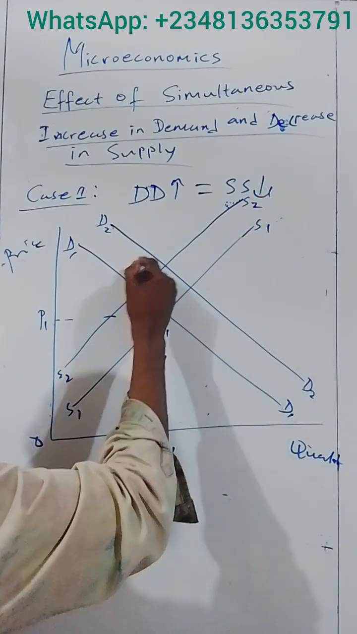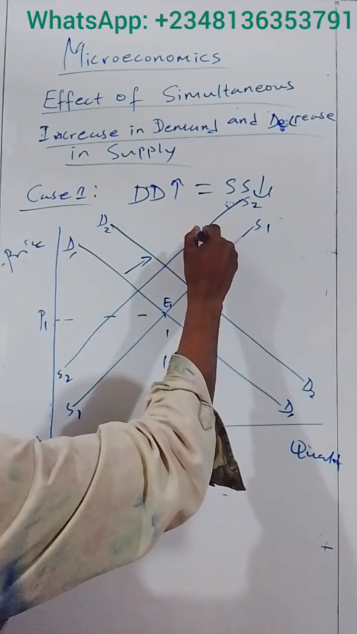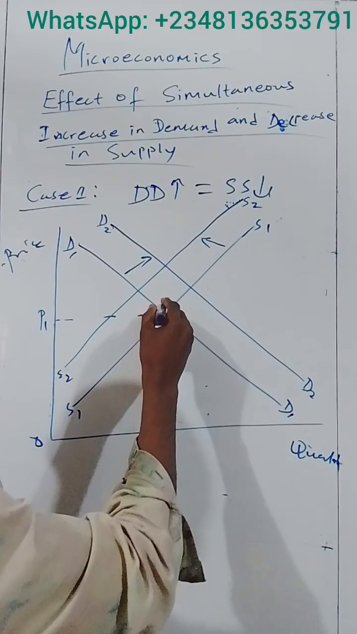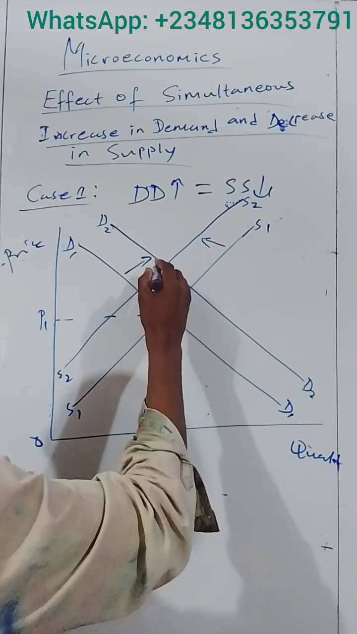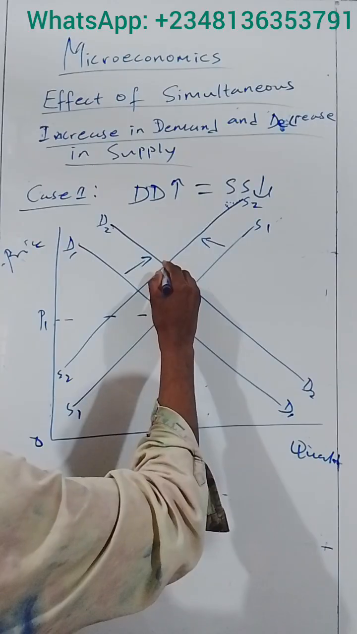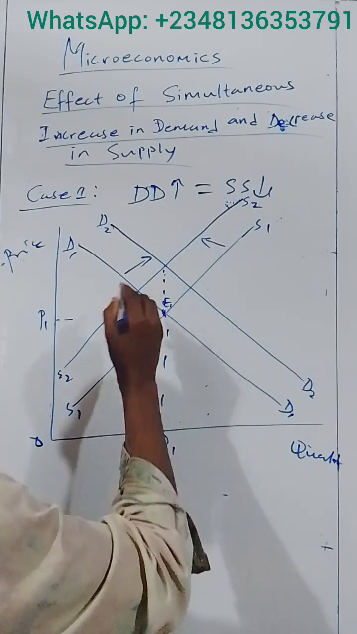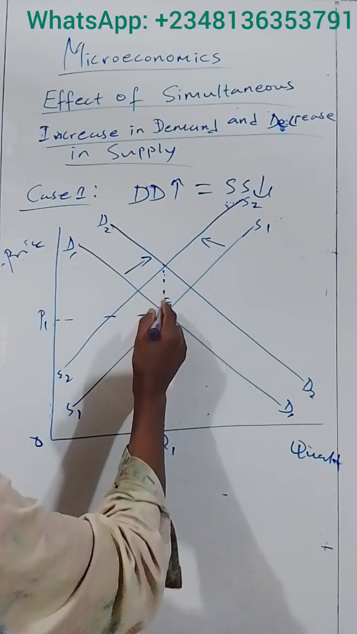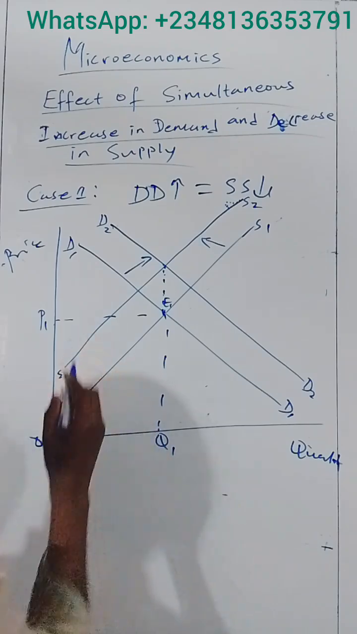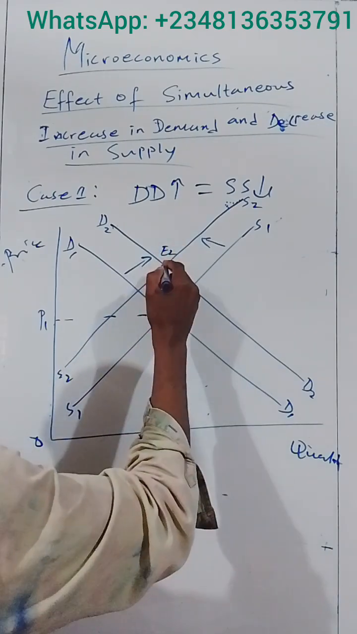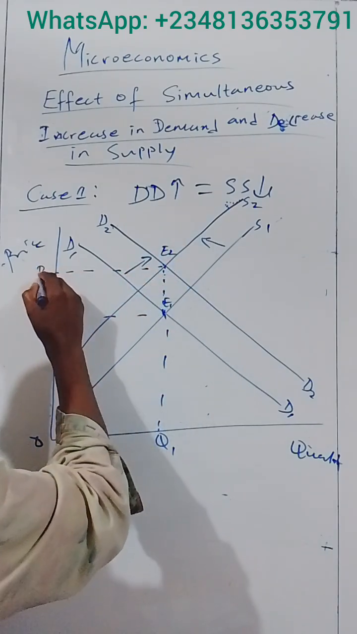So this is an increase in demand and this is a decrease in supply. Now we can trace this. We can see this is where they meet. If we trace where they meet, we see that it's equivalent to the initial equilibrium. This is E2. Then we have P2 here.